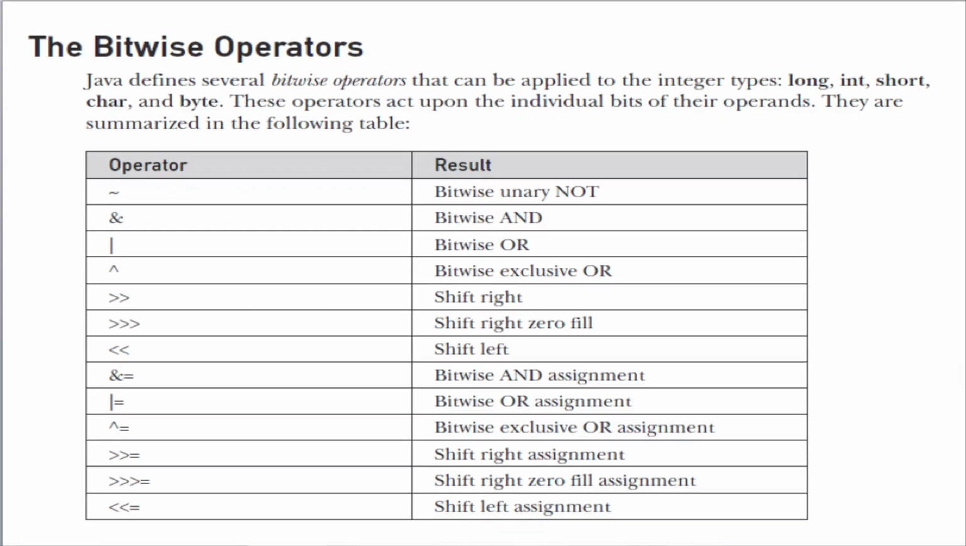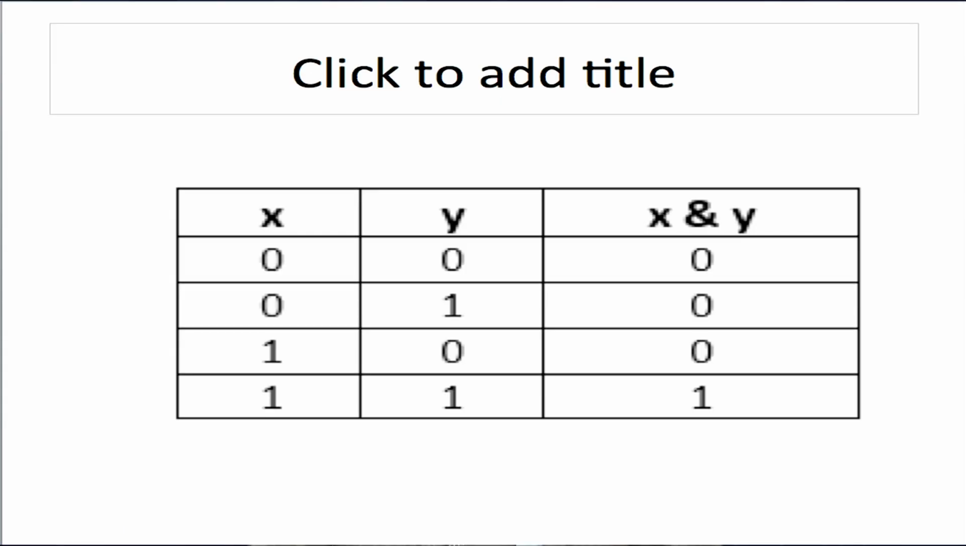Java defines several bitwise operators that can be applied to the integer types: long, int, short, char, and byte, but not to the string type. So we will not use these bitwise operators with strings. These operators act upon individual bits of their operands, and they are summarized in the following table. You can see in the table all the bitwise operators. This is also an example of bitwise operators.